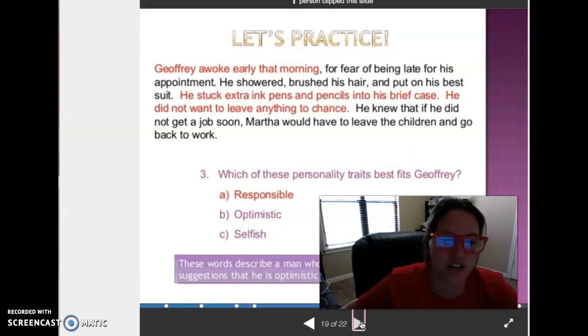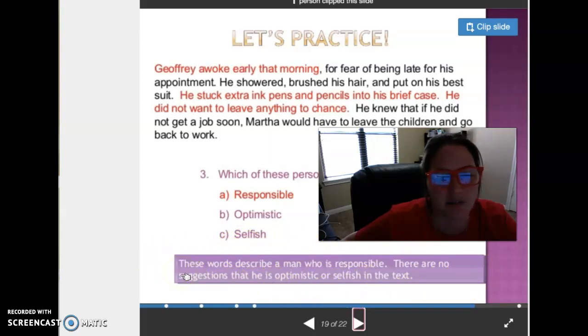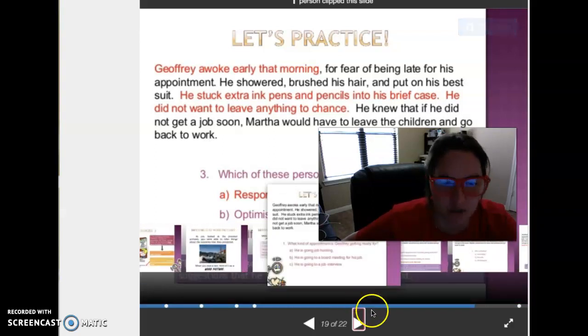And we believe that Jeffrey is responsible. We highlighted that Jeffrey awoke early. He stuck extra pens and pencils just in case. He didn't want to leave anything to chance. So these words describe a man who is responsible. There are no suggestions that he's optimistic or selfish in the text. Although he may be those things, we don't have evidence to support that. The only evidence that we have is that he is being responsible. Next.